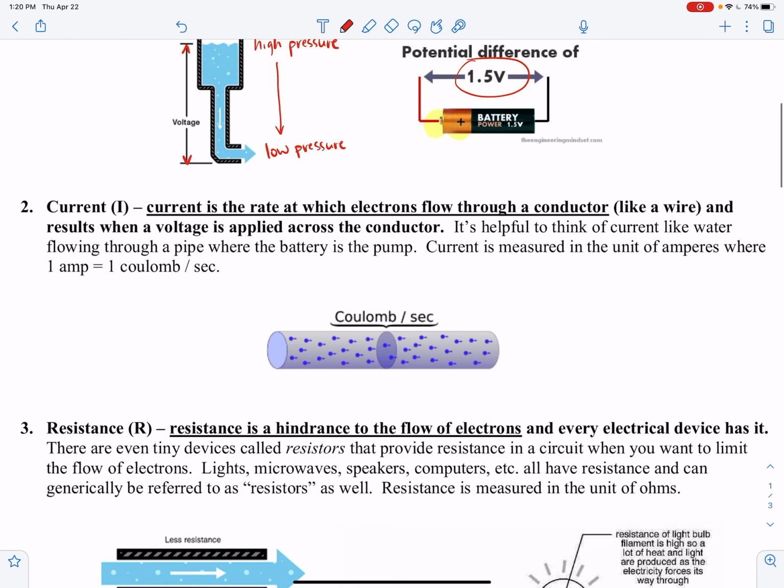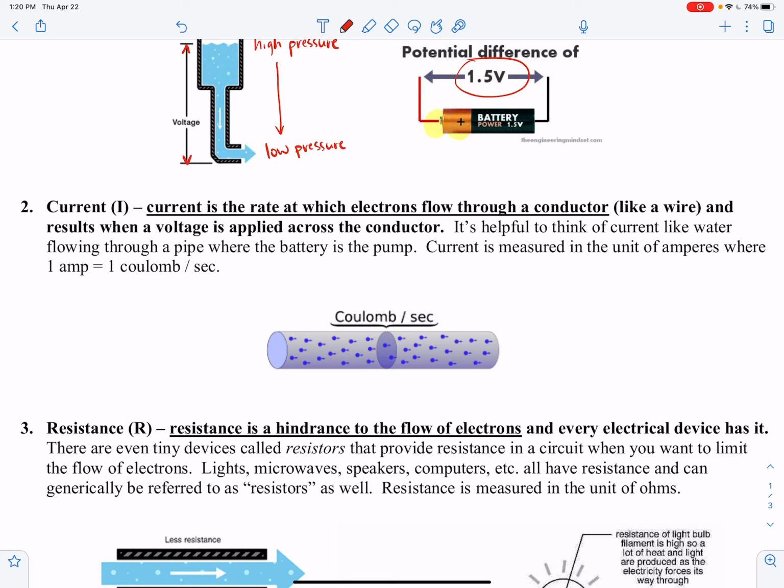The second fundamental property is current, which confusingly we use the letter I because that is available. Current is the rate at which electrons flow through a conductor like a wire, and it results when a voltage is applied across a conductor. It's helpful to think of current like water that's flowing through a pipe where the battery is the pump. Current is measured in the unit of amperes, where 1 ampere is 1 coulomb per second.